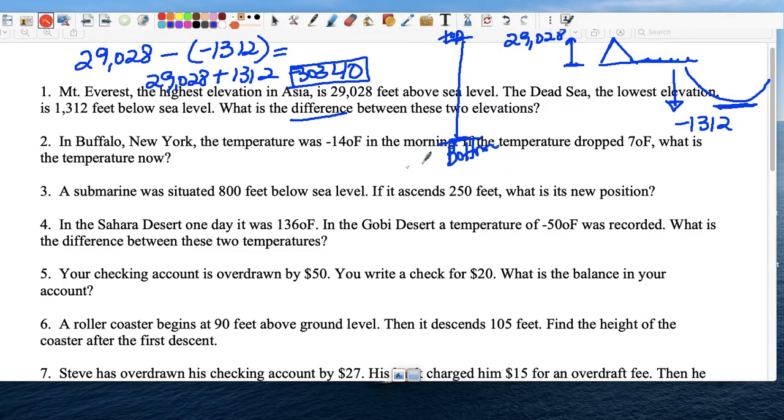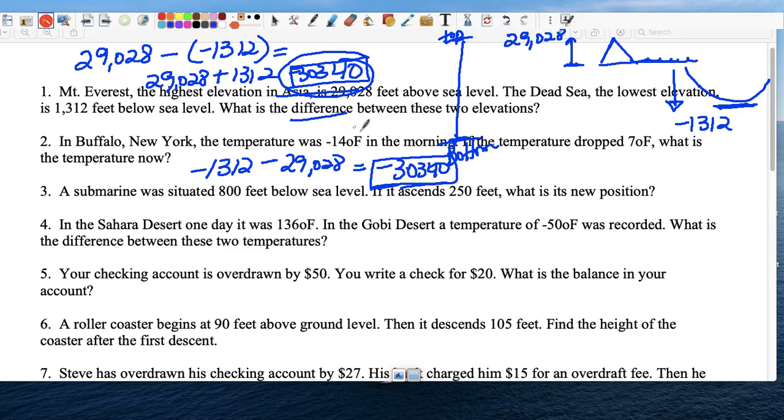Now, if I did it the other way, negative 1,312 minus 29,028, I should also get this distance, right? It doesn't matter if I'm subtracting the top from the bottom or the bottom from the top, I should still get the same answer, but we don't. In fact, assuming my math is correct, we get negative 30,340. So why is this different?